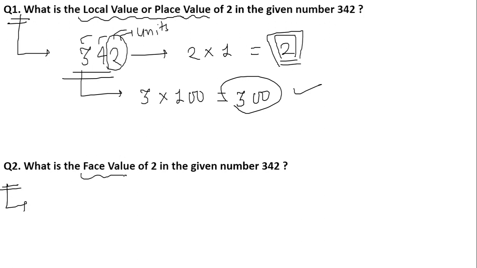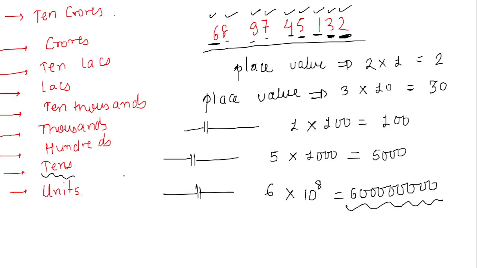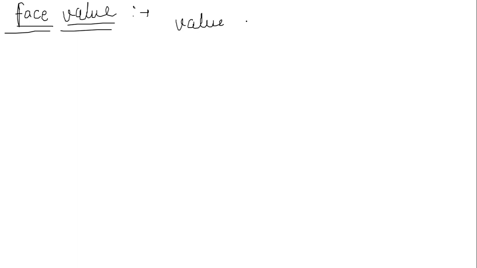Okay, now the second question was to find the face value. Now we have to understand the fact here, what is the face value, the terminology. Face value, we have understood the place value already. Now we'll understand what is the face value. It is a very simple thing. The face value of any digit in a numeral is the value of the digit itself. A value of the digit itself is nothing but the face value.